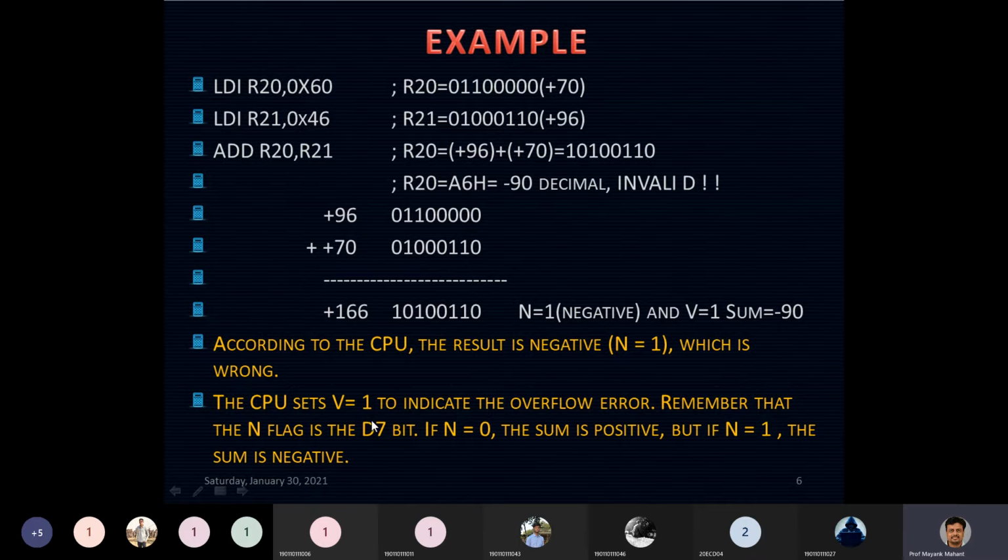The CPU sets the V flag to indicate the overflow error, but it is the N flag, which is the D7 bit. If N is equal to 0, the sum is positive, and if N is equal to 1, the sum is negative. That is the direct interpretation that we have already considered while considering signed numbers. So this thing can be intimated with the help of the V flag.